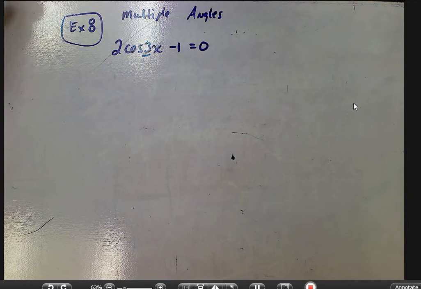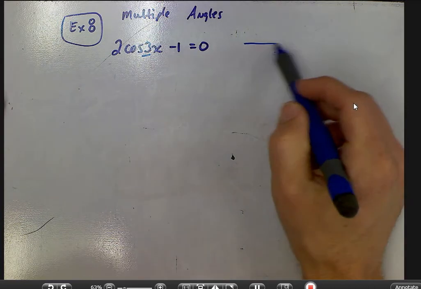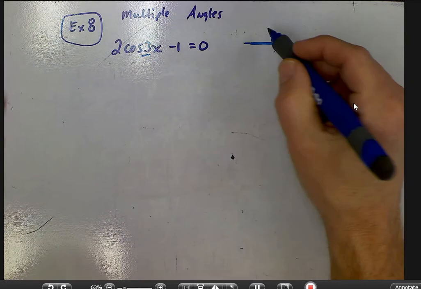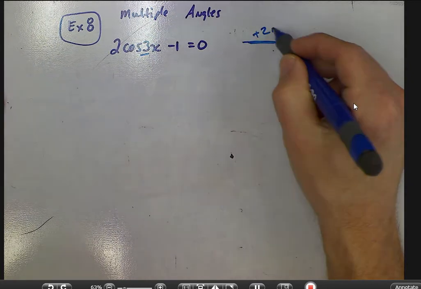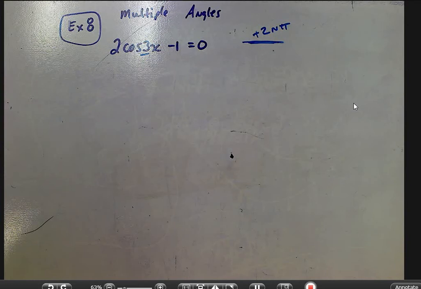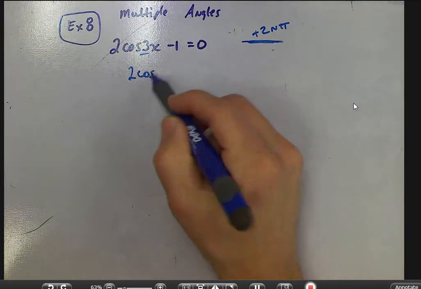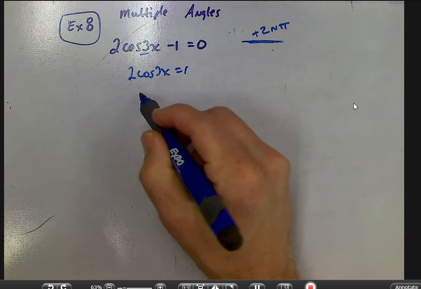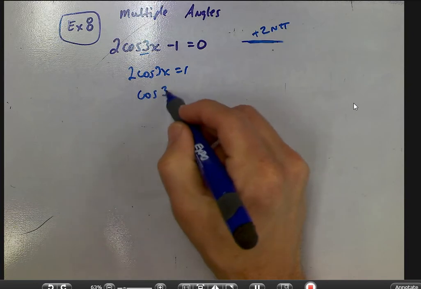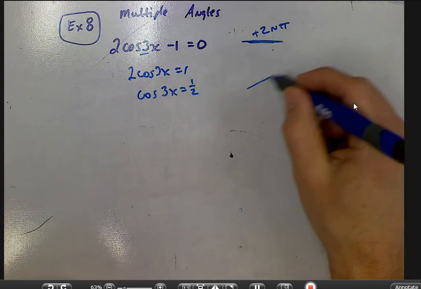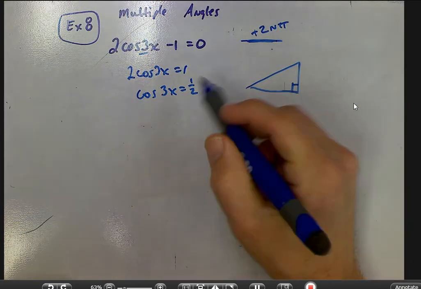The other thing I noticed is there is no range. It doesn't say anything about being from 0 to 2 pi over here. So I know with cosine I'm going to end up putting plus 2n pi in there somewhere at the end. So let's see how this works out here. I'm going to add 1 to both sides. 2 times the cosine 3x equals 1. Divide by 2 to get the cosine 3x equals 1/2. From here, I'm going to find out where the cosine is equal to 1/2.